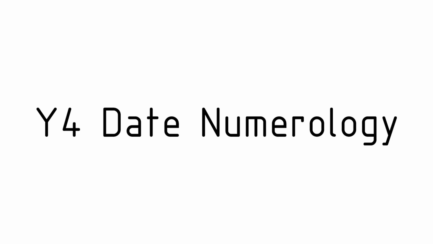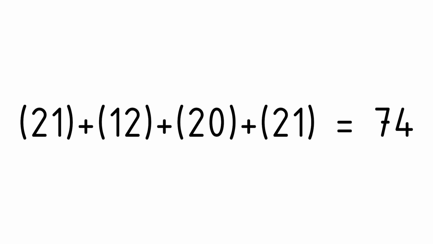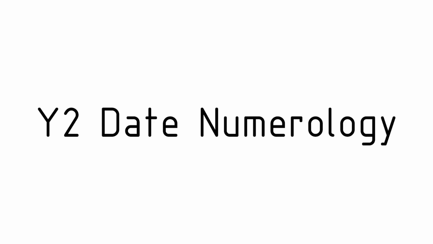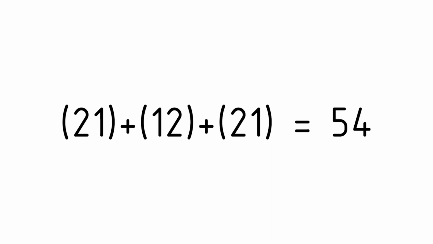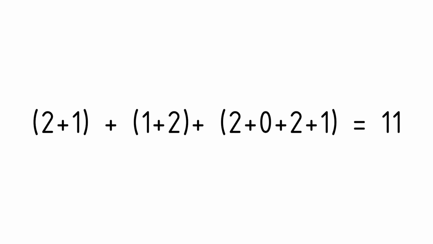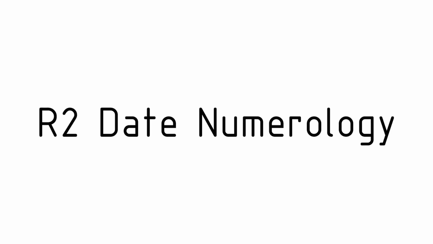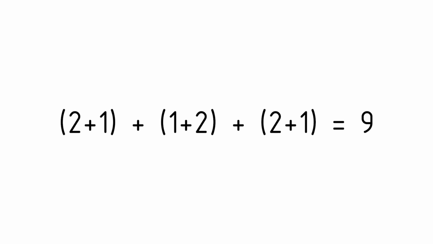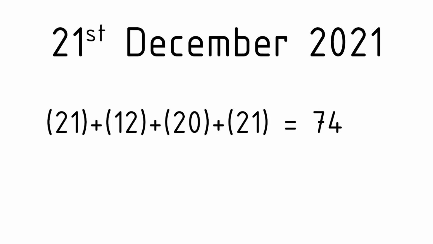The Y4 date numerology. It is because the year is in 4-digit format. And the Y2 date numerology, because the year is in 2-digit format. The next two variation goes like the R4 date numerology because the entire date is reduced with the year in 4-digit format. And similarly, the R2 date numerology because the entire date is reduced with the year in 2-digit format. So 21st of December 2021 had a date numerology of 74 and 54 and a reduced date numerology of 11 and 9.